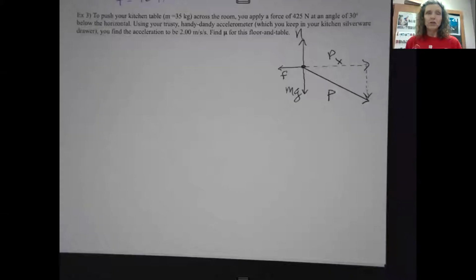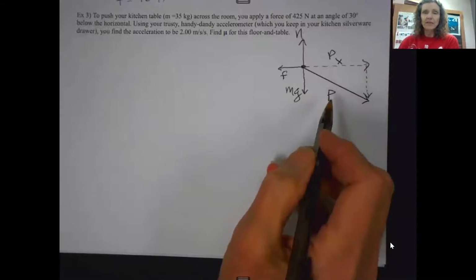Hi, here's the solution to example 3 in Force Notes 3. Here you're pushing your kitchen table. If you're pushing a piece of furniture and it's shorter than you are, your horizontal push across the room also has a downward component. And so that's what we see in this diagram.